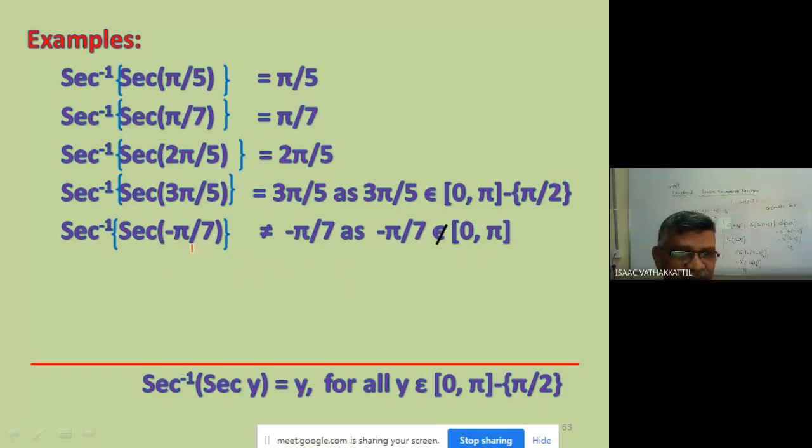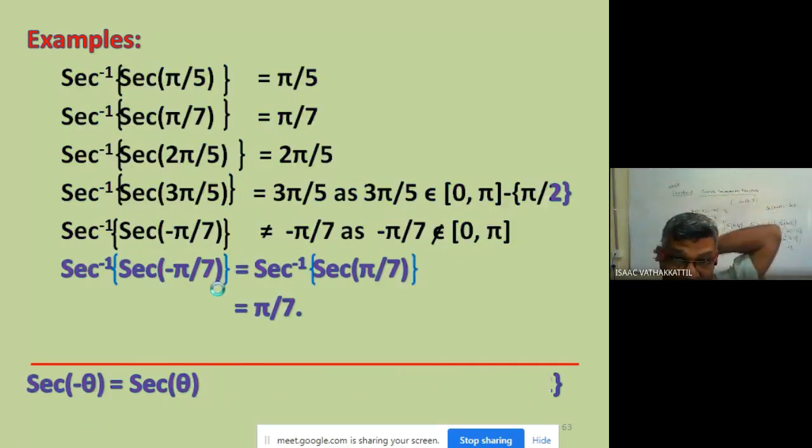But that is defined. You know, sec is an even function. Sec of minus theta is sec theta itself. So sec inverse sec minus pi by 7 is as good as sec inverse sec pi by 7, and hence it is pi by 7, because cos minus theta is cos theta, same way sec minus theta is sec theta. So sec inverse sec minus pi by 7 is sec inverse sec pi by 7, which is equal to pi by 7.